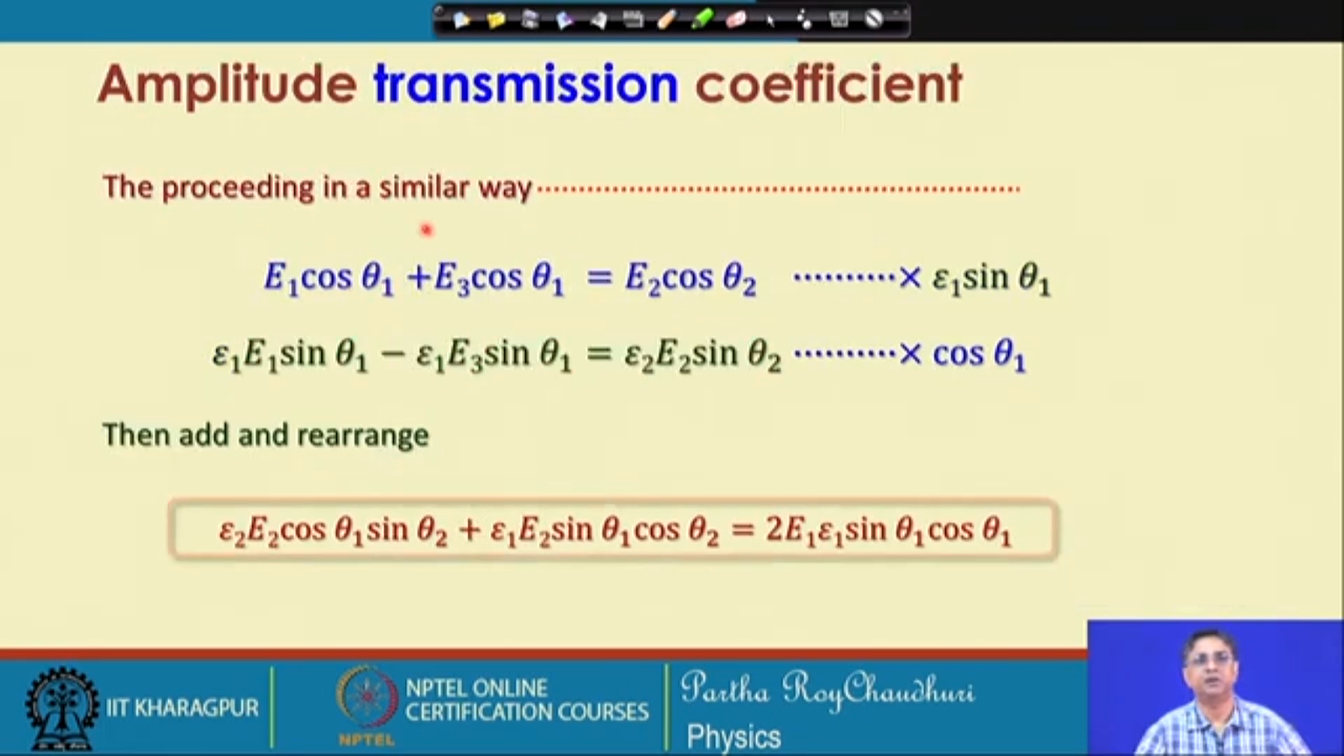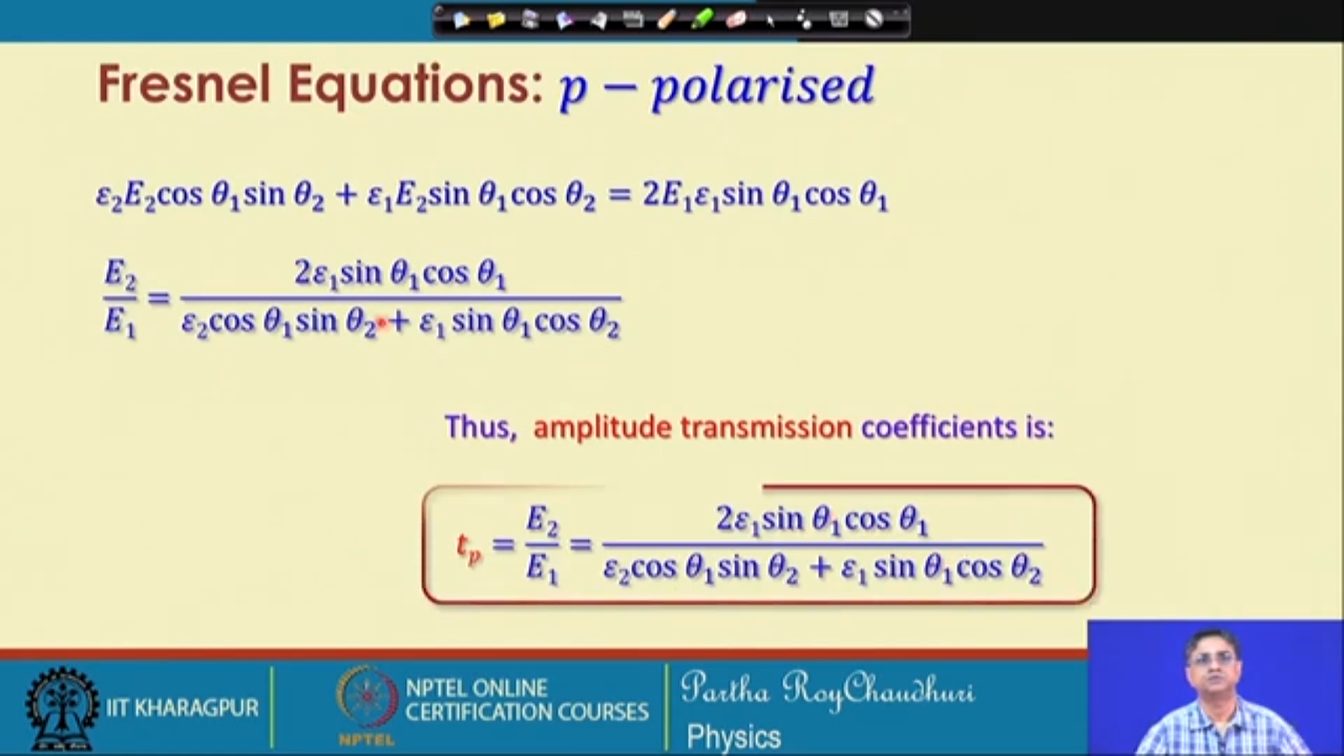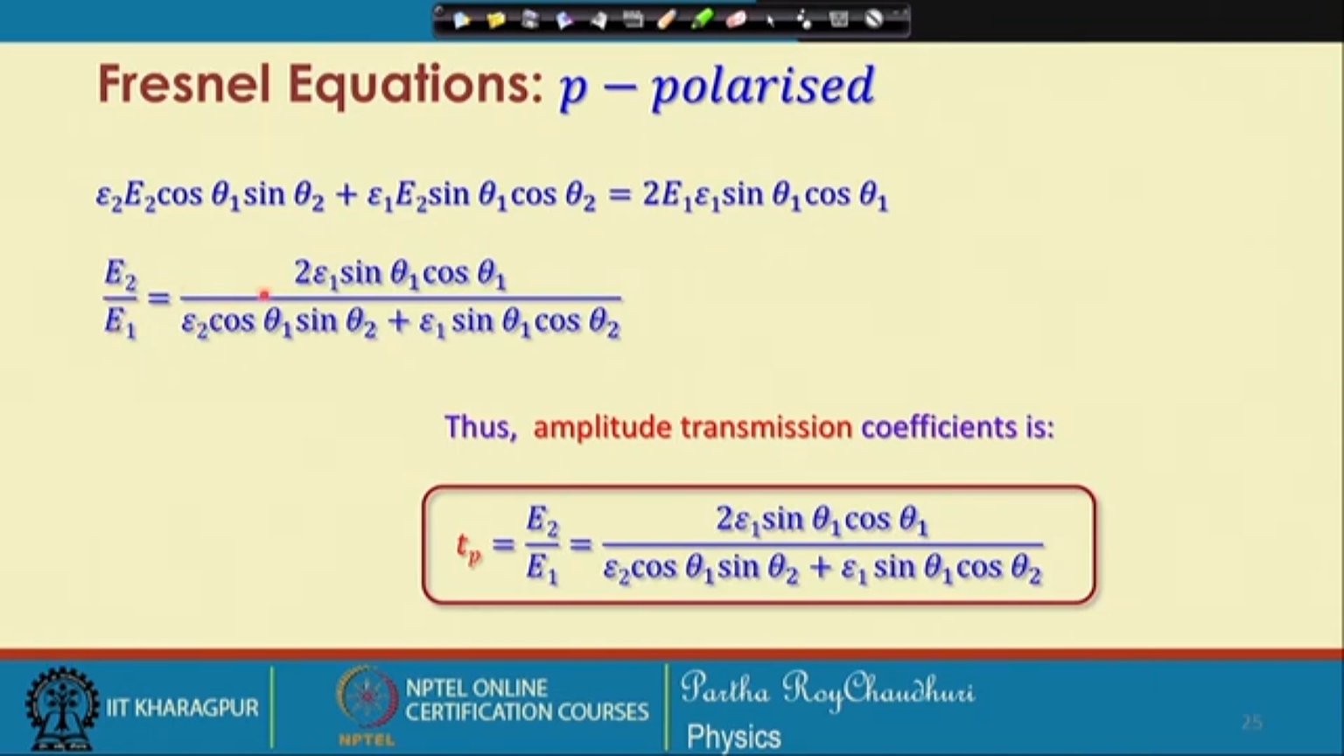Then proceeding in a similar way, by multiplying, we add and rearrange, we can write down this equation. This step we have shown earlier. So, epsilon 2 E2 cosine theta 1 and epsilon 1 cosine theta 2. Then we will get the amplitude transmission coefficient. So, that means this time E2 and E1 are now connected by this equation.